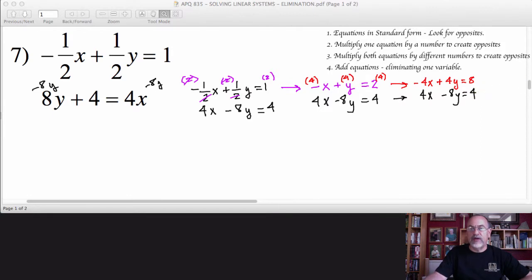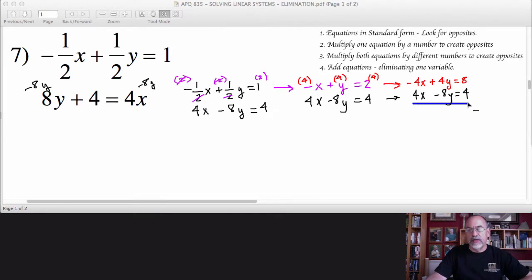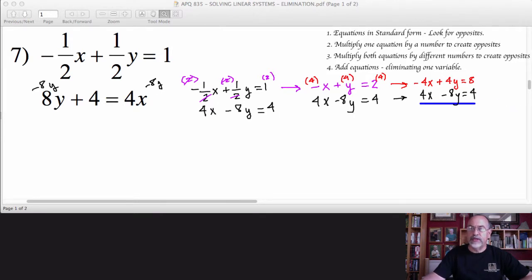So now that I have opposite coefficients for my x variables, I can go ahead and add these equations together to eliminate the one variable. So negative 4x and 4x is 0. Negative 8y and 4y is a negative 4y. And then 8 plus 4 is 12. I then want to divide by that negative 4, so I'm going to multiply by the reciprocal. So that's going to be multiplying by negative 1 over 4.